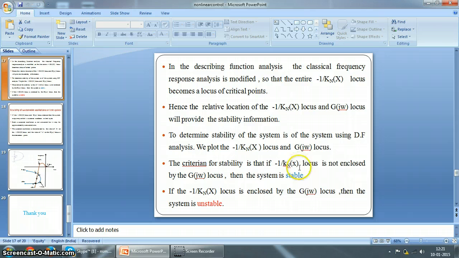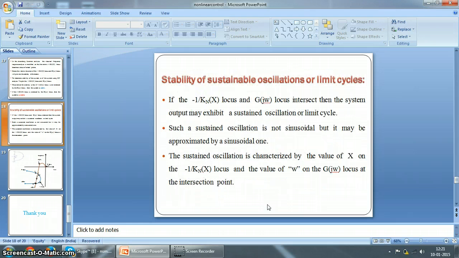If the minus 1 by kn of x locus is not enclosed by the g of j omega locus, then the system is stable. Suppose the minus 1 by kn of x locus is enclosed by the g of j omega locus, then the system is unstable. Suppose the minus 1 by kn of x locus passes through the g of j omega locus at particular points, at those points it will exhibit sustained oscillations, which we call limit cycles.